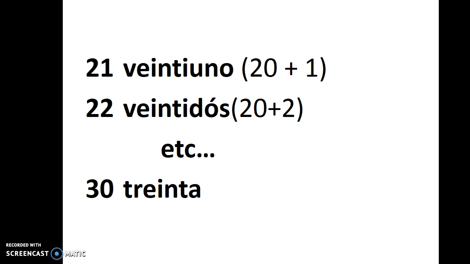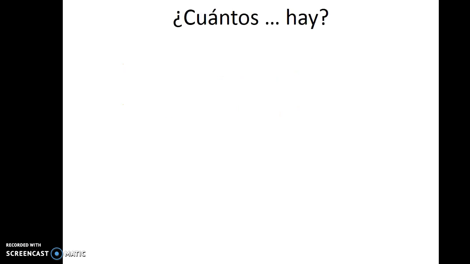And then finally we get to 30. Now we'll have more numbers above 30 later on, but for now, that's good. So we have numbers 0 to 30. Now we're going to look real quick at a question word, cuántos.